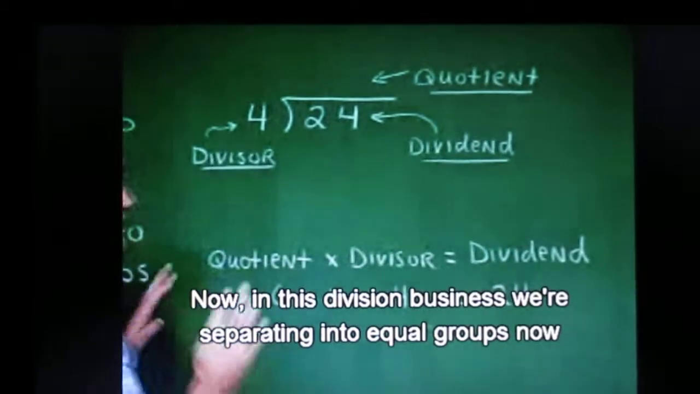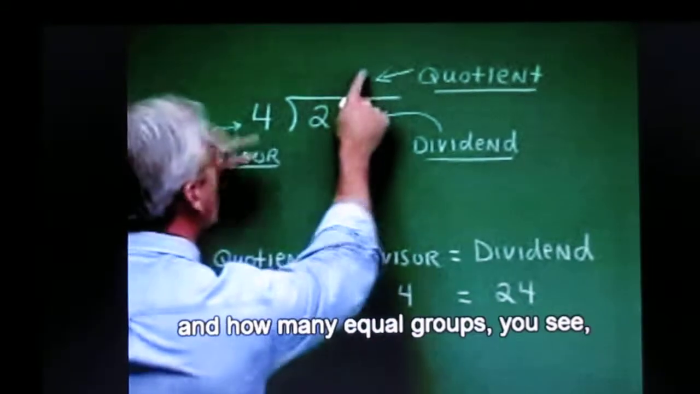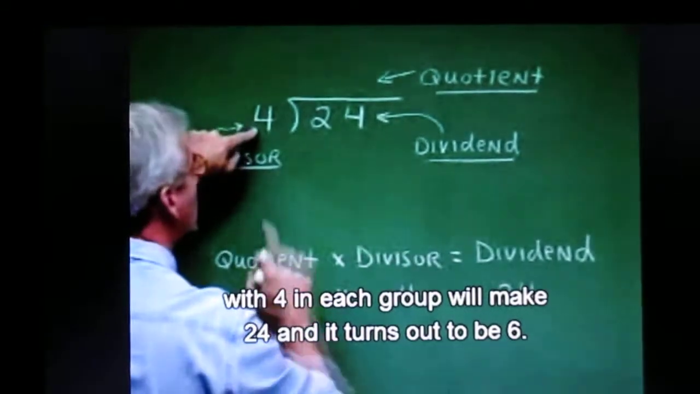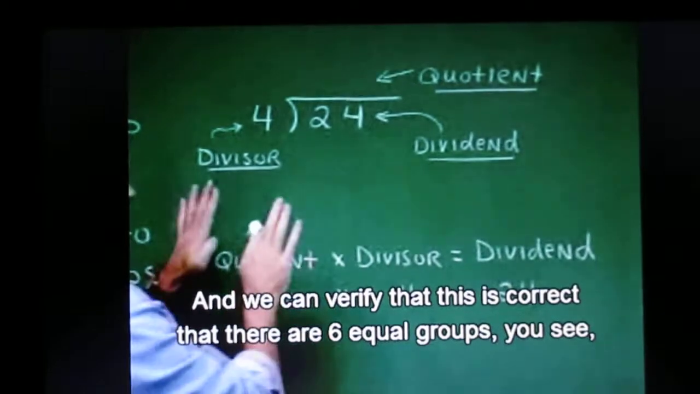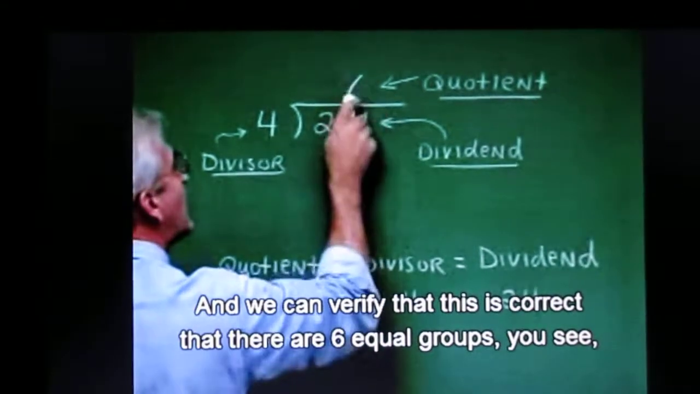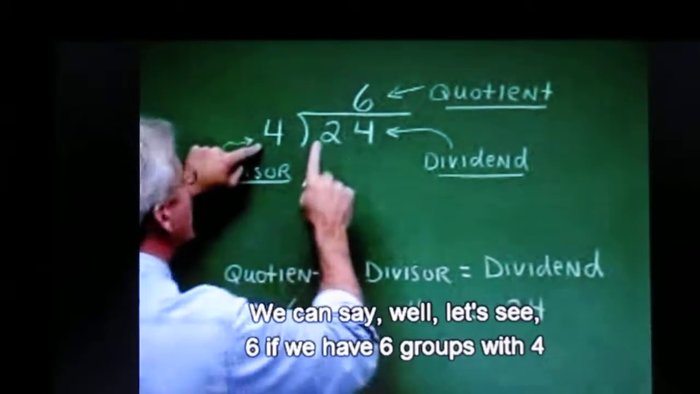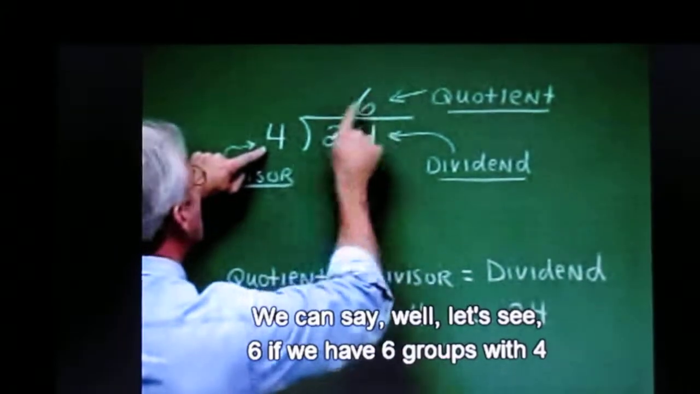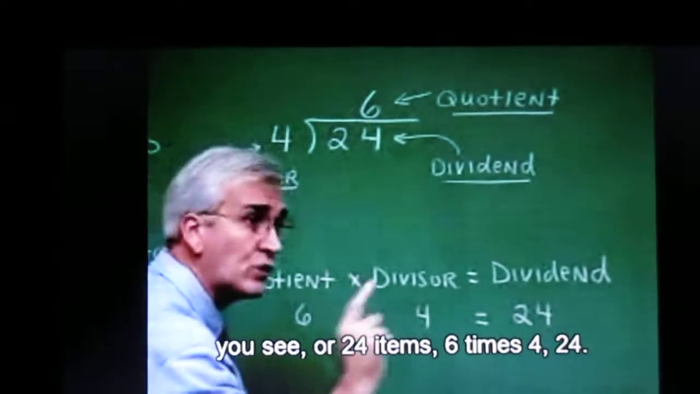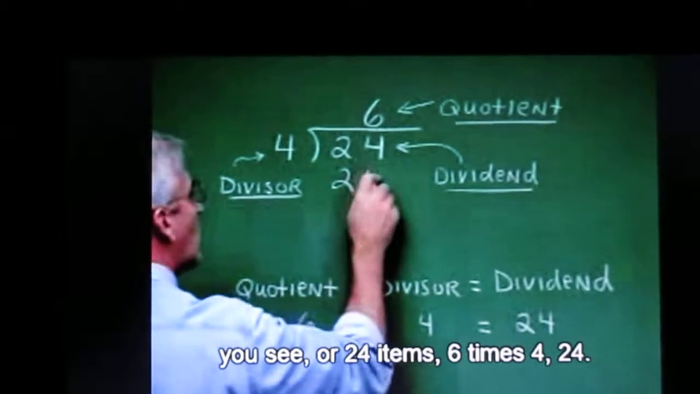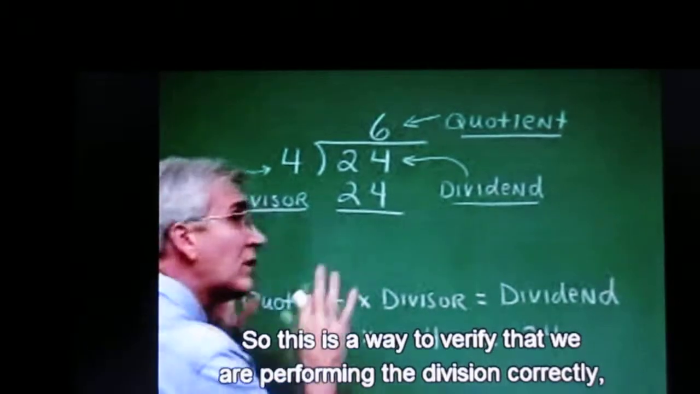Now, in this division business, we're separating into equal groups. How many equal groups, with 4 in each group, will make 24? It turns out to be 6. And we can verify that this is correct, that there are 6 equal groups with 4 in each group. If we have 6 groups with 4 in each group, that's a total of how many items? Well, it's 6 times 4 items, or 24 items. So this is a way to verify that we are performing the division correctly.